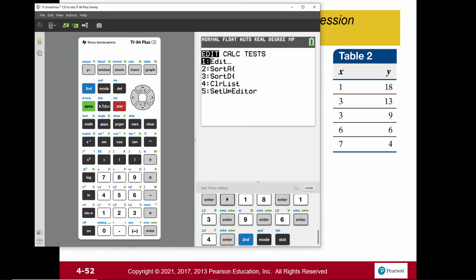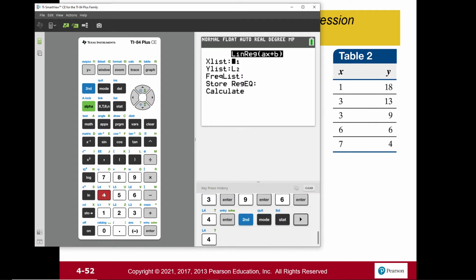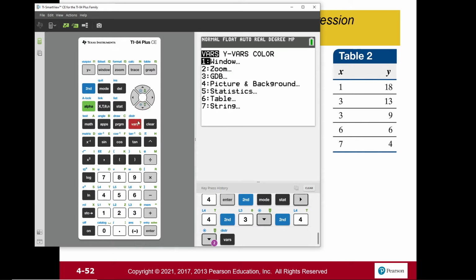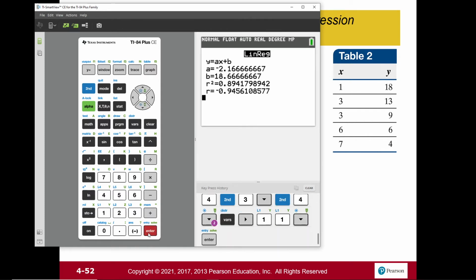So you would go into stat and then calc, and then you'll choose number 4. I'm going to let it be L3, and the y value will be L4. And this time I'm actually going to store my regression equation in y1. So I'm going to go to my variables list. I'm going to go to the y-vars, functions, and choose y1. So they're going to store the regression equation in y1. So now let's hit calculate.